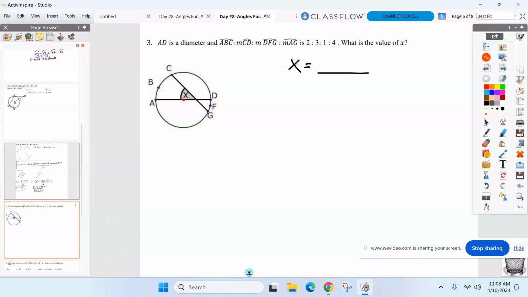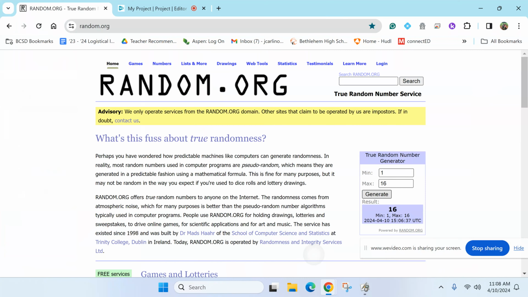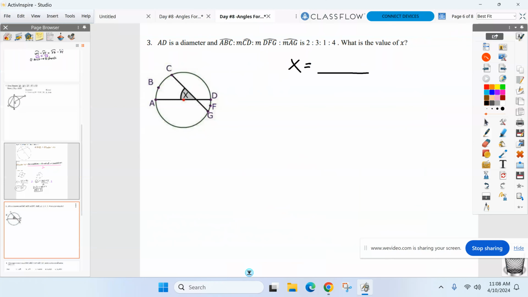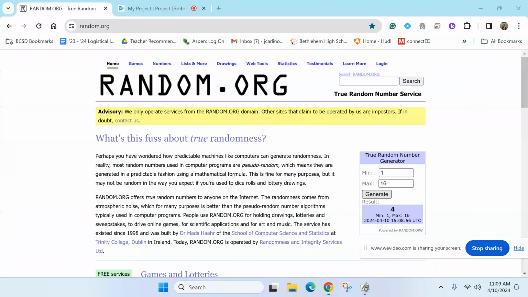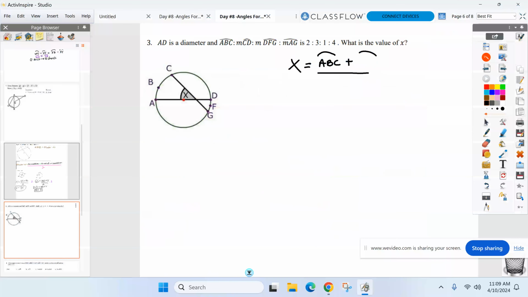Angle X is connected to what arc? Name the arc it's connected to. Doyle, what arc is it connected to? AC. All right, I need to know what ABC is so I can add it to its vertical angle's arc. Zeef. DFG. Good. So I need to know the measures of those 2 arcs to plug it in. Now let's find the arcs.